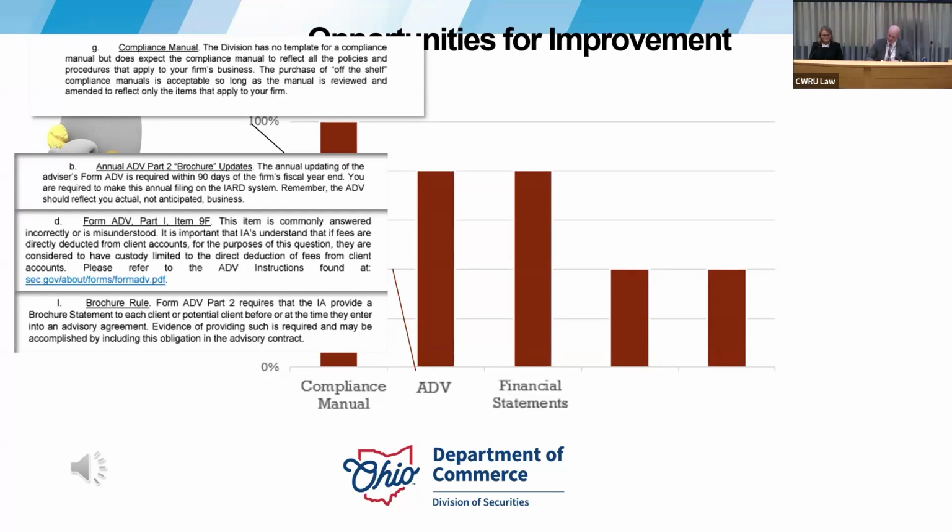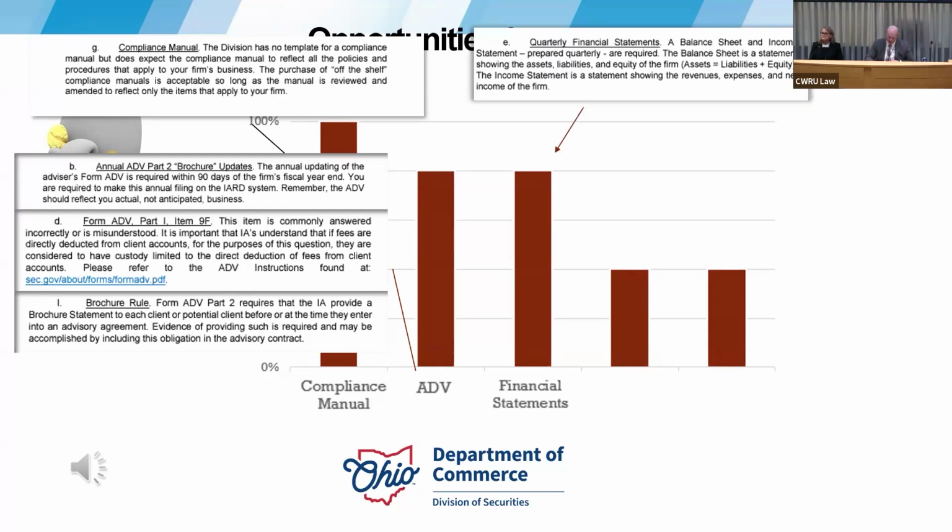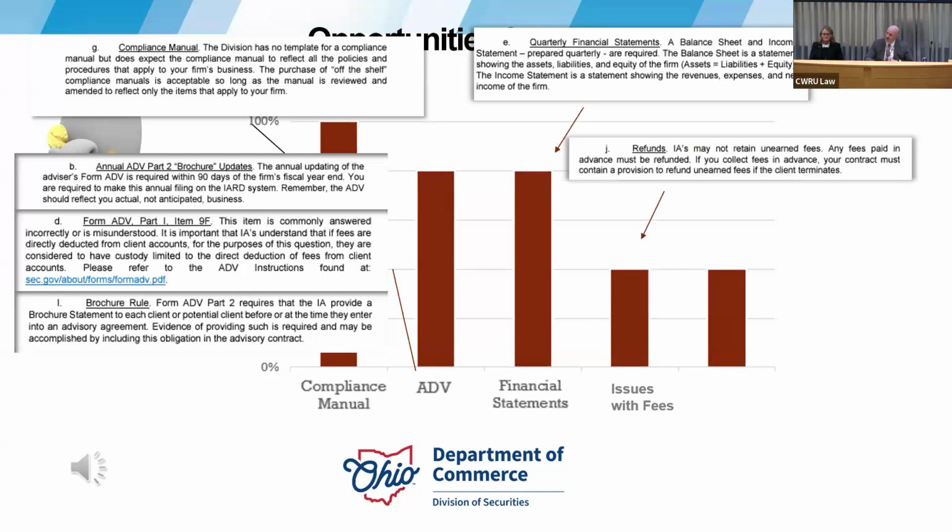Okay, so number 3, opportunity for improvement, financial statements. And the tip from the handbook: financial statements are required quarterly, which includes a balance sheet and income statement. So these comments would reflect outdated or non-updated financial statements. And again, the tips from the handbook.